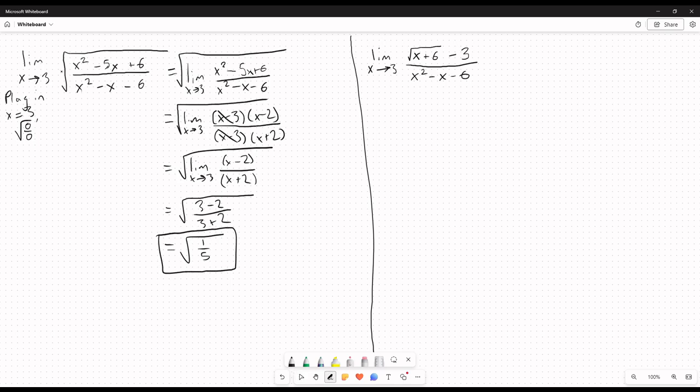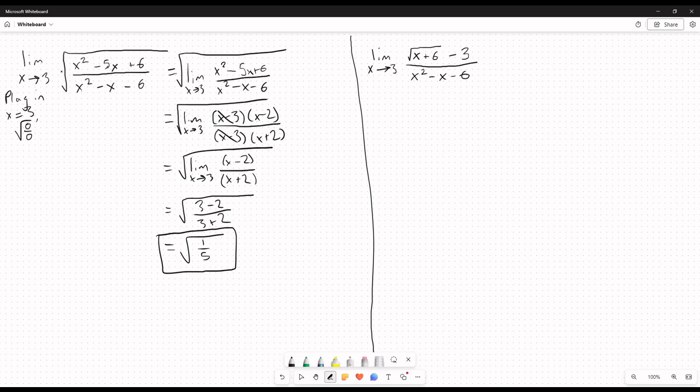So this problem wasn't too tricky. We just needed to remember our rule that when we have either a root or we have a power, we can move the limit inside that root or power, and then we just use the same techniques that we're used to. This next one is a little bit different though, because we have a square root, but it's not over the whole thing.